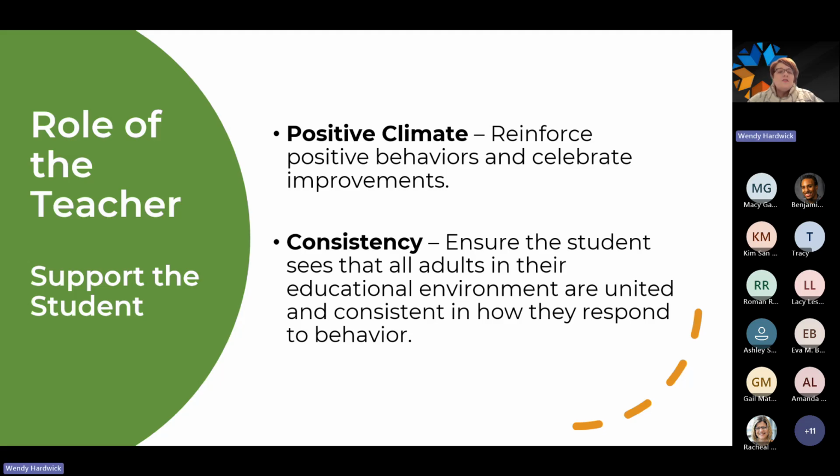As teachers, we also need to be supporting the student. So positive reinforcement and consistent adult responses are two of the most powerful tools that we have. We need to be making sure that the student is being cared for and valued. We also need to remind our staff that the student is watching how we respond, not just individually, but as a team. So we need to be united.